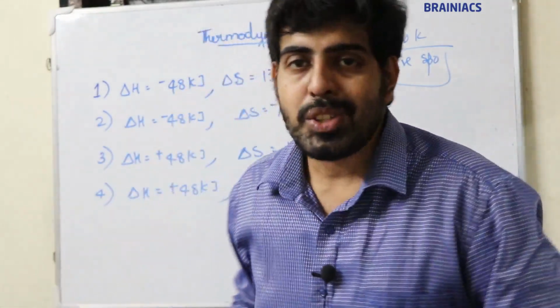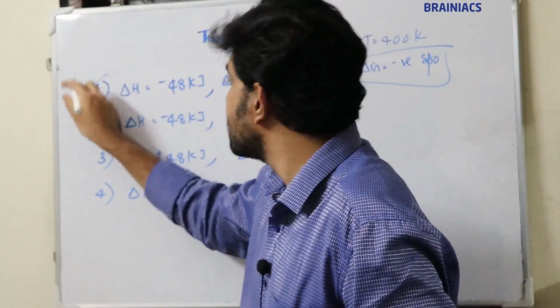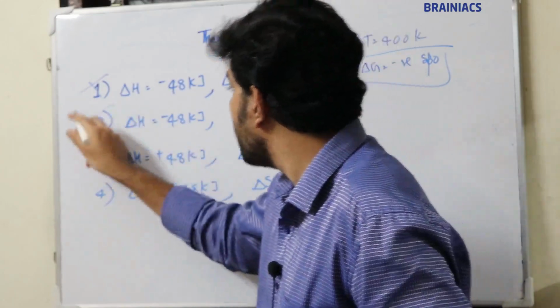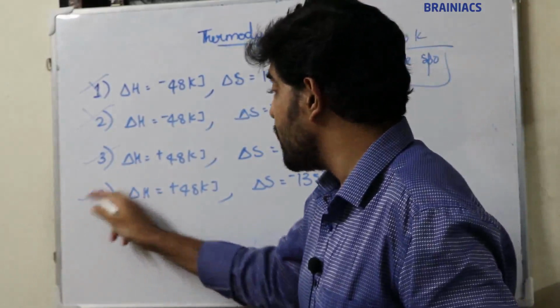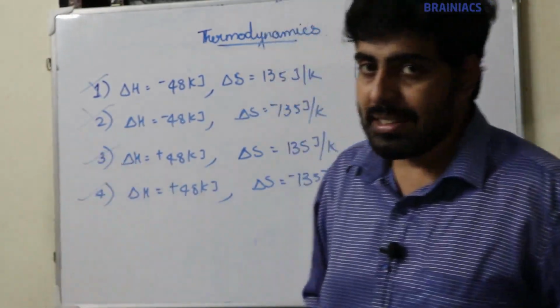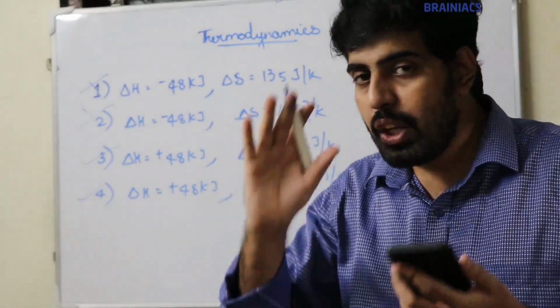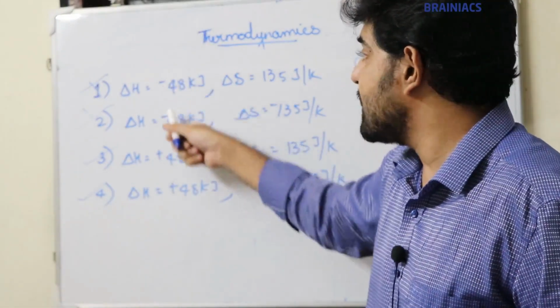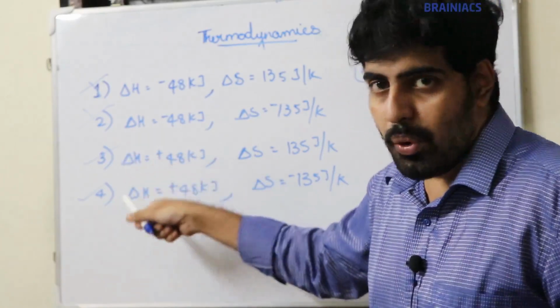For an endothermic reaction, delta H value is always positive. So here delta H value is negative, this is not the answer. Delta H is positive, it may be the answer. Delta H positive, so 3 or 4 is our answer, because endothermic is given. Endothermic means delta H value will be positive. In these two cases, delta H value is negative. So the answer is option 3 or 4.